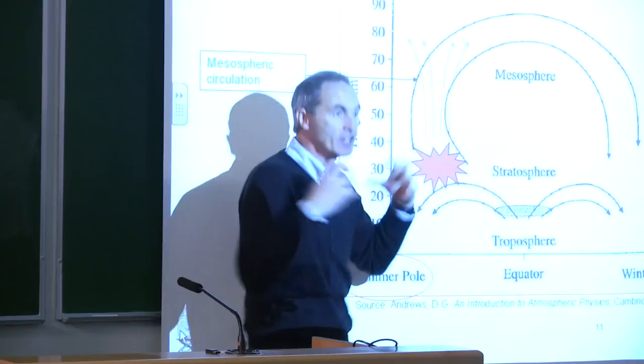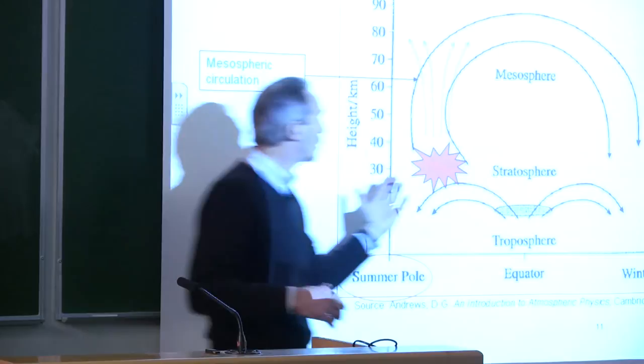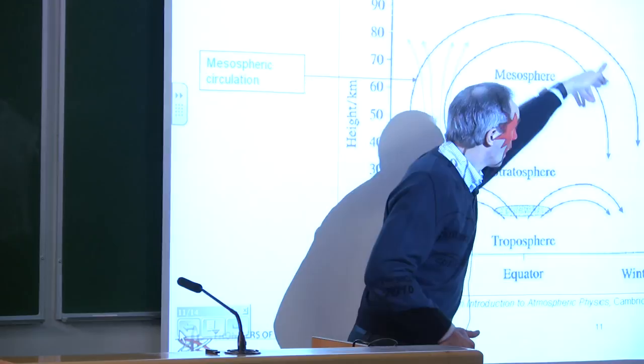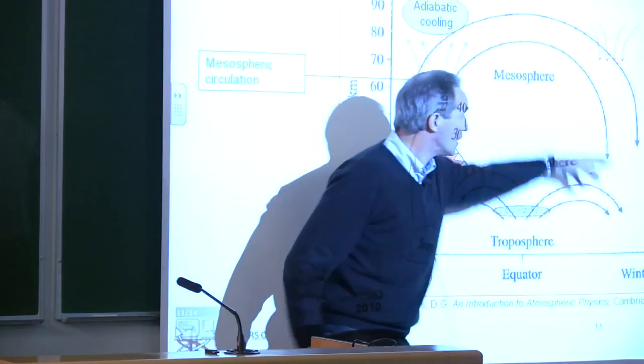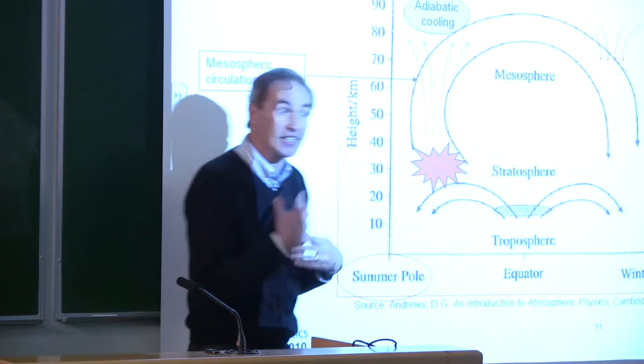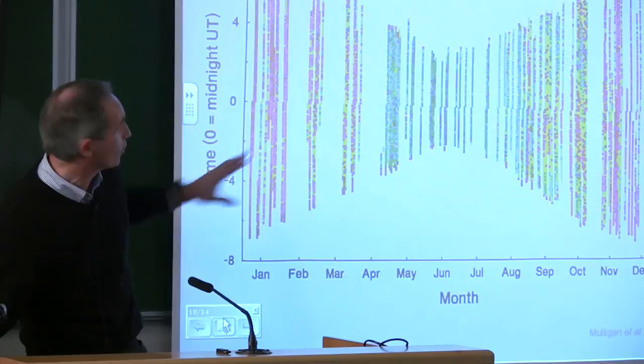Now that drives what we call a meridional circulation cell. It drives it this way, and so you get the opposite effect in the winter. In the winter time, the air is coming back down, and so you get adiabatic heating. So it's the complete inverse of what we expect in the normal situation, and it's largely due to adiabatic heating and cooling. That explains the phenomenon that we see in the previous diagram. It's well understood at this stage, but anyway, it's nice to see it, and it's nice to see it reproduced.